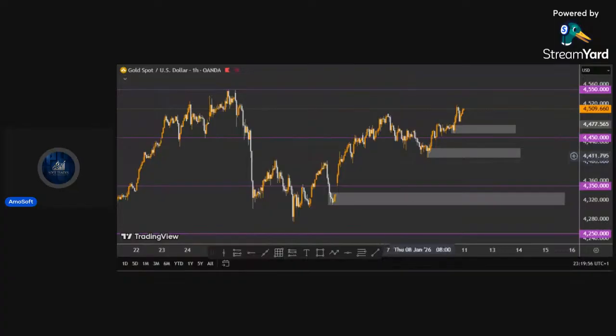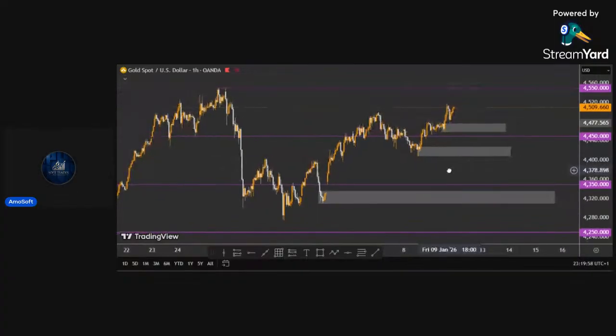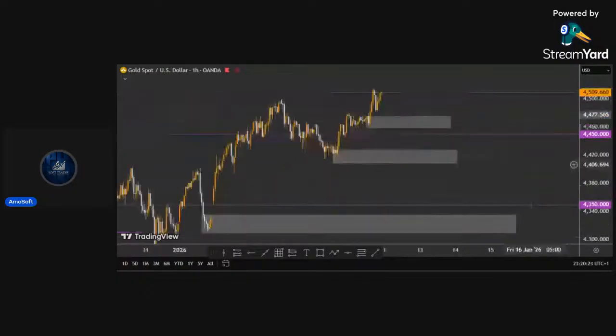But because of the global events happening, like the Venezuela stuff and Trump threatening Greenland, and I think last week Russia also had a missile hit on Ukraine, these other geopolitical things are also affecting the value of gold and might continue to push it up. So these are the three key levels I'm looking out for on gold.